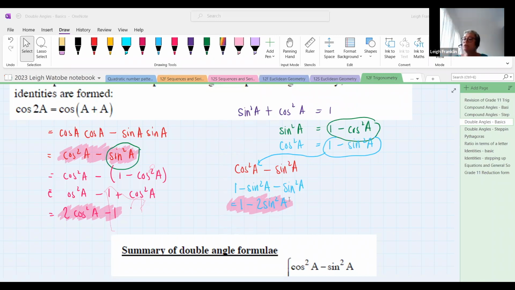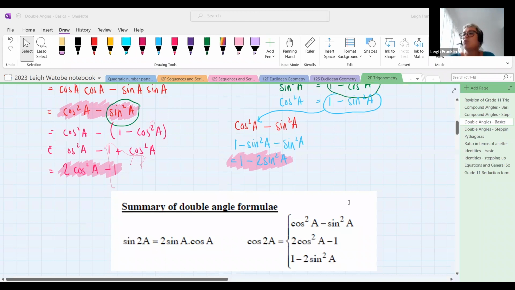But when we do identities, proving identities, and when we do equations, then there are some tips and tricks on which one to use. But if you are doing questions on Pythagoras, when you're working on the Cartesian plane, or when you're doing questions on ratio in terms of a letter, then it doesn't matter which one you use. As soon as it begins to matter, I will point out what you need to do. Okay, thank you, ma'am. All right, no problem.